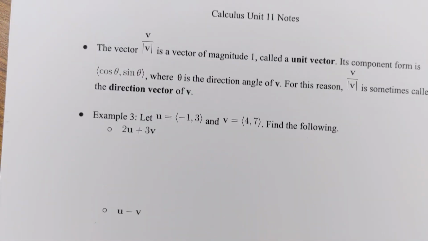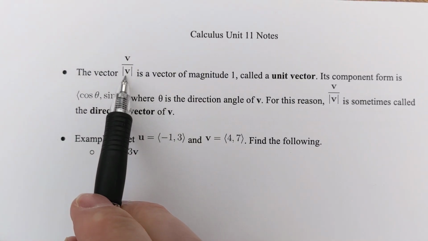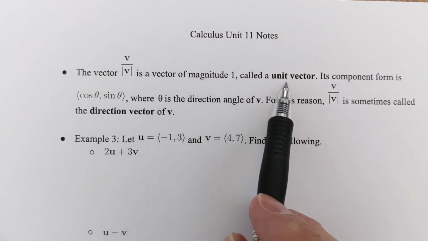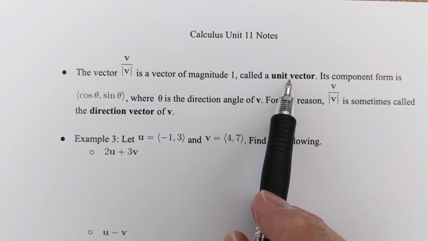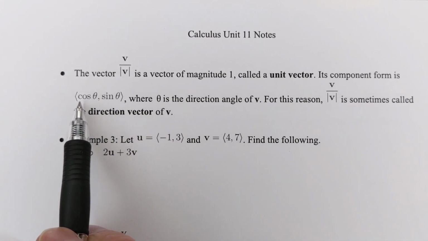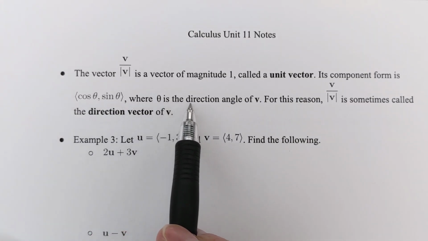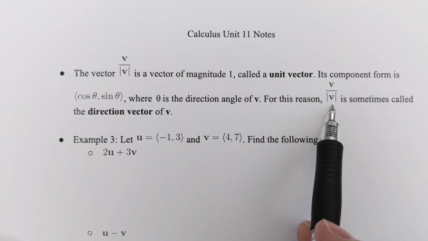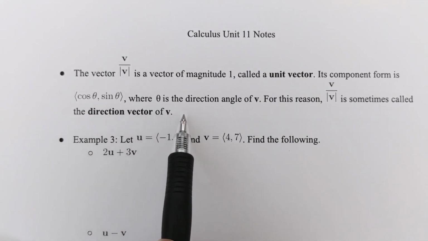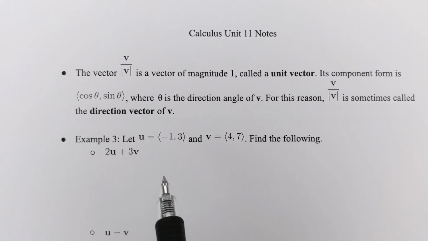Okay, the vector V over the magnitude of V is a vector of magnitude 1 called a unit vector. Unit because that's length 1. Its component form is cosine theta, sine theta, where theta is the direction angle of V. For this reason, V over magnitude V is sometimes called the direction vector of V. So it points in the same direction but has length 1.